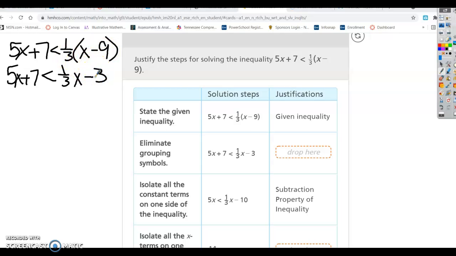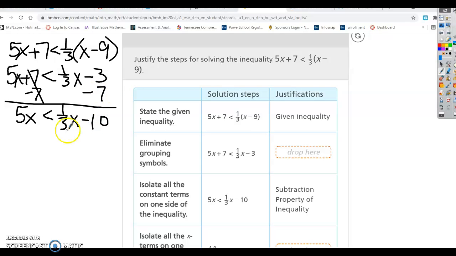All right, so I can go ahead and move my number to one side or the other. It looks like down here they've moved the 7 over, so let's subtract 7 from both sides. 7 minus 7 cancels, so that leaves me 5x on the left side. Bring my inequality down, and I have 1/3 x. And then negative 3 minus 7 is negative 10.